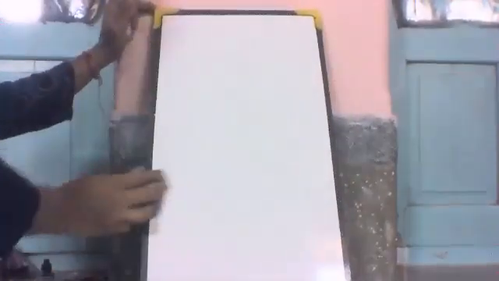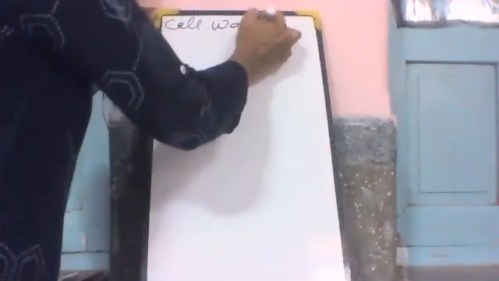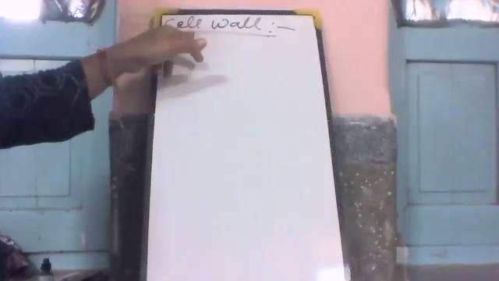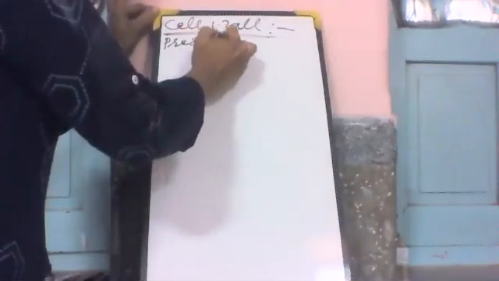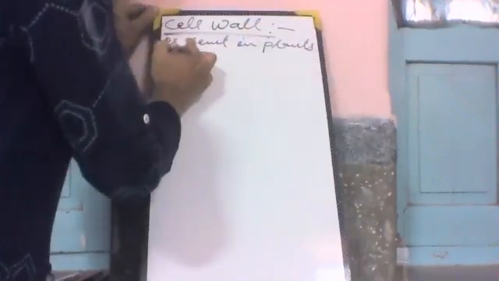Cell wall. Cell wall is present only in plant cell. Remember this. The cell wall is the part of a plant cell only. This cell wall is not present in animal cell. The outermost part of the plant cell is cell wall. Present in plants only.